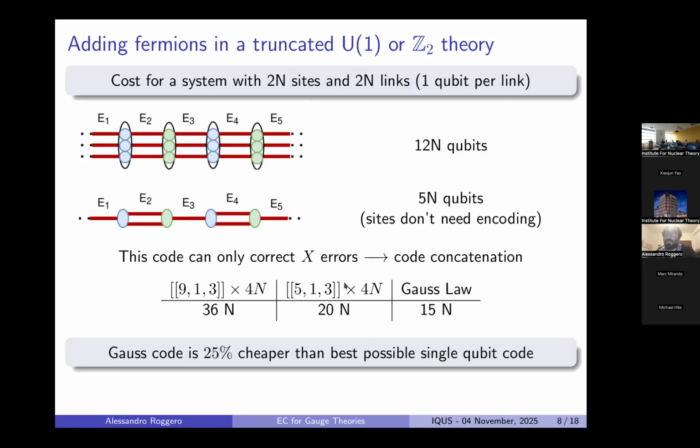cheaper in terms of memory, it's also easier to deal with when we want to perform operations. An easy way to think about it is that the logical operations that are natural in this code here do preserve Gauss law, because they are built so that they commute with the stabilizers. While if you want to implement operations in a generic encoding, you need to perform multiple logical operations to form, as an aggregate, something that is gauge invariant.